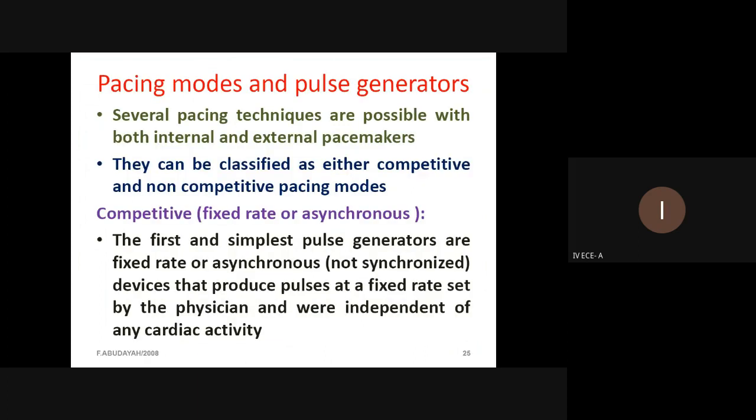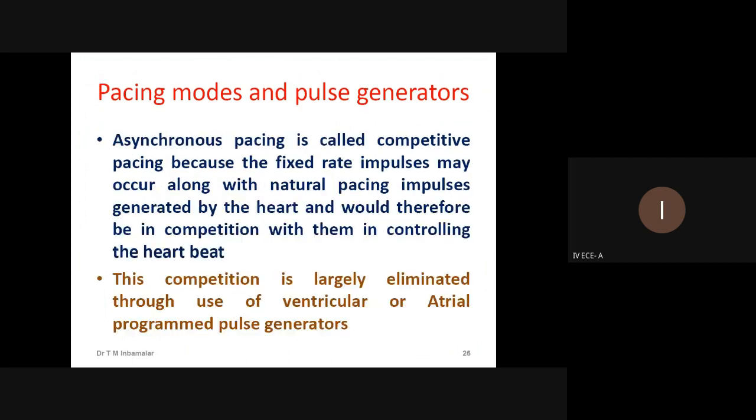Okay, so pacing mode and pulse generator. Several pacing techniques are possible with both the internal and external pacemakers. They can be classified as either competitive or non-competitive pacing modes. Competitive: the first and simplest pulse generator is a fixed rate or asynchronous device that produces pulses at a fixed rate set by the physician and independent of any cardiac activity.